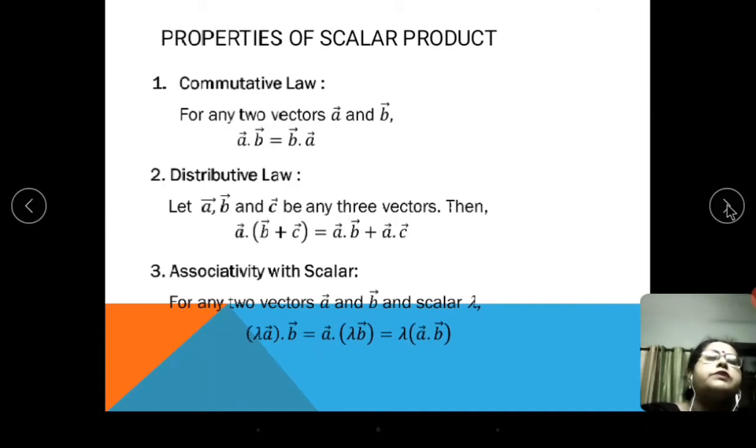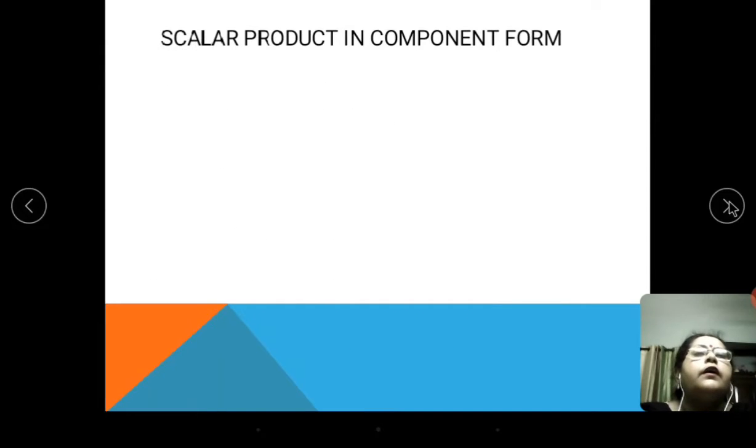And the third property is the associative property, associativity with a scalar. So (lambda a) dot b is equal to a dot (lambda b), equal to lambda times (a dot b), where lambda is the scalar. So therefore we can see that we can again just play around with the brackets. We can just change the positions without affecting the result. So with this, the properties are over.